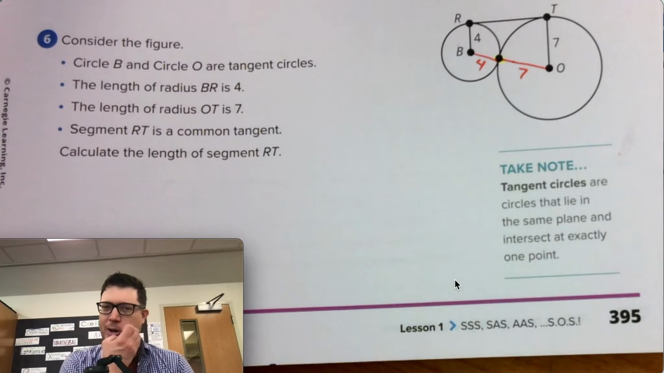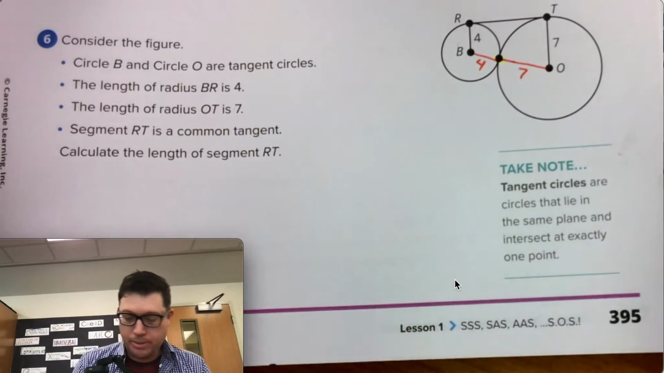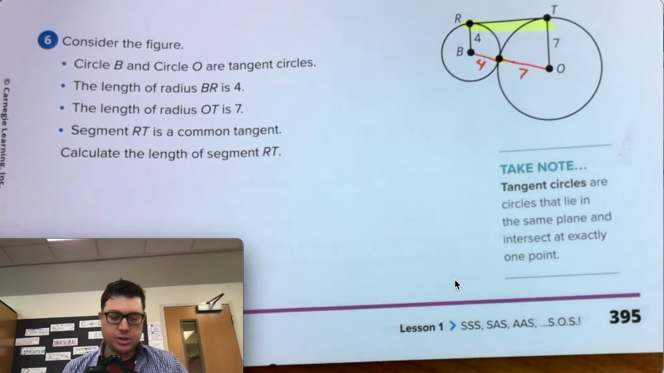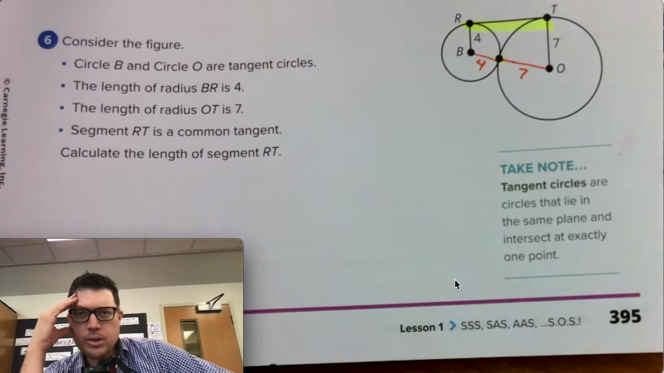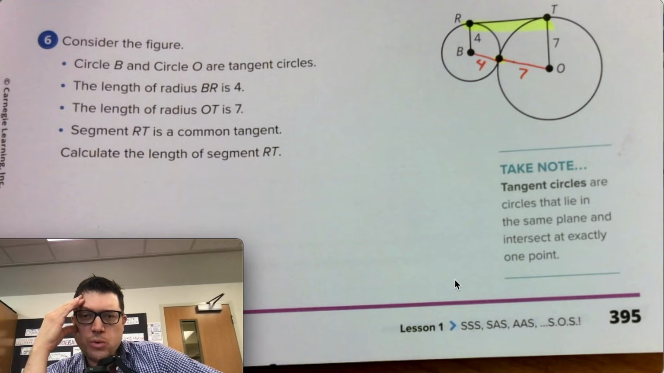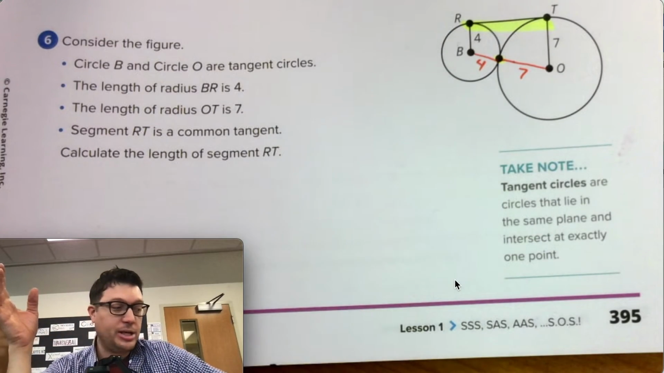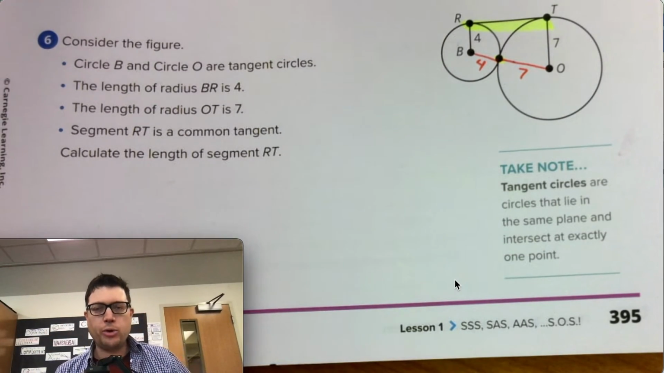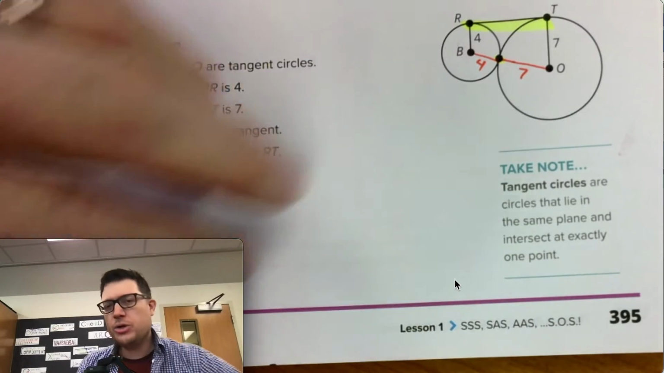Calculate the length of segment RT. As a common tangent, it is tangent to both of them, so it's shared by both. What is the shortcut way of doing this? I'm going to go the way that my brain thinks is the right way, and it's probably the long way through, but we'll work through it. Here's what I think we should do.